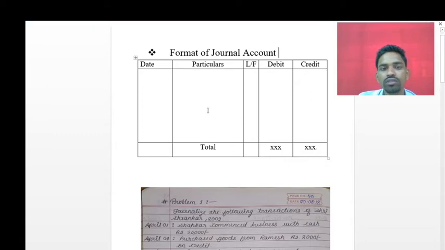So actually this is the format of the journal account. There are five columns: date column, particular column, LF column, debit column, and credit amount column. Like this we have to draw the format while passing the journal entries. I hope you understand the format of the journal account. So now see the problem on the journal. This is problem number 1.